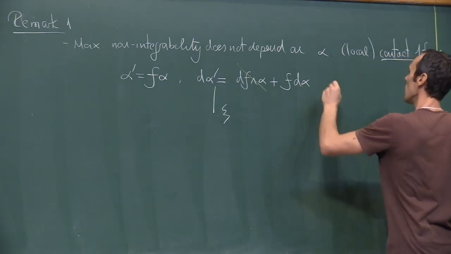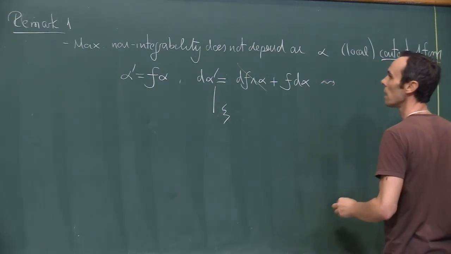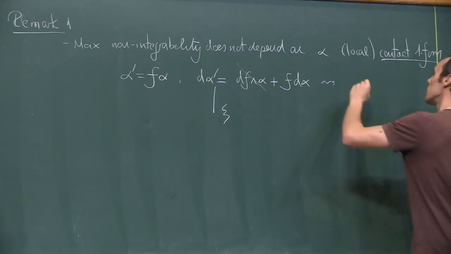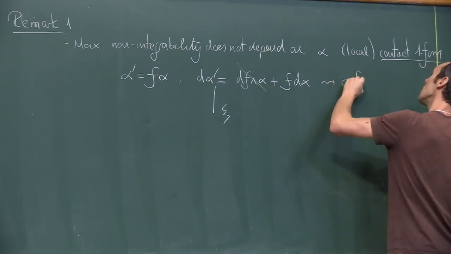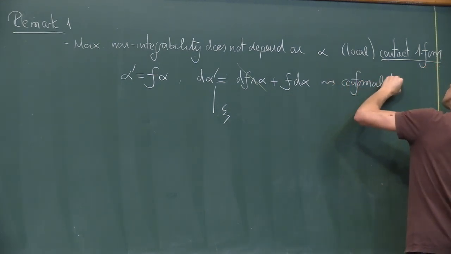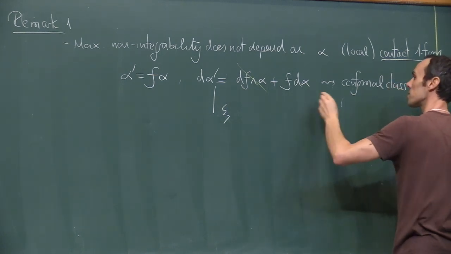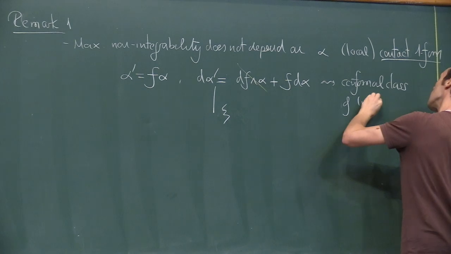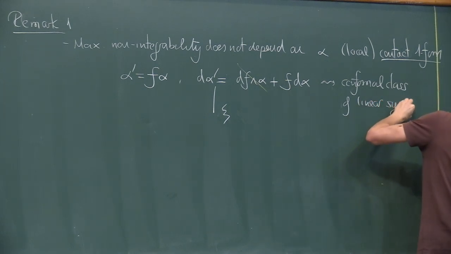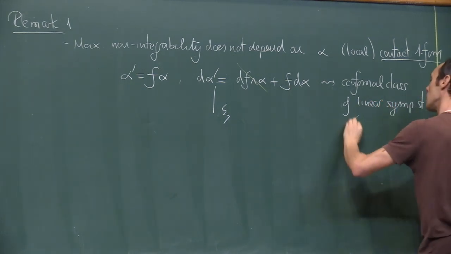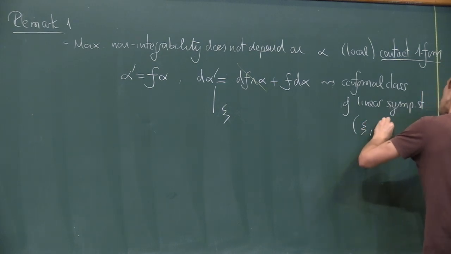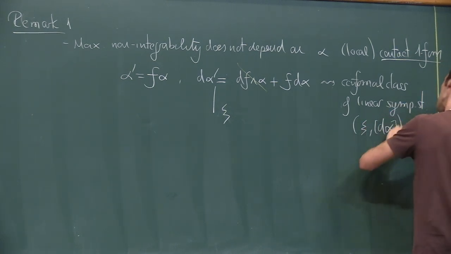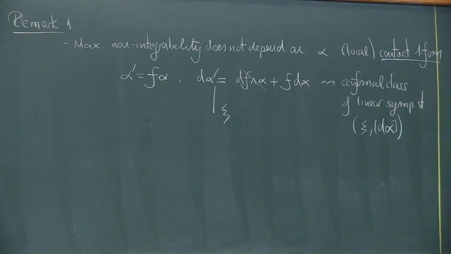What happens is that this first summand dies away, and you're basically scaling the original two form by a nowhere zero factor at each point. And in particular, this is telling you that whenever you have a contact structure, what you have is a conformal class of linear symplectic structures on your distribution. So you have to consider the corresponding conformal class, right?